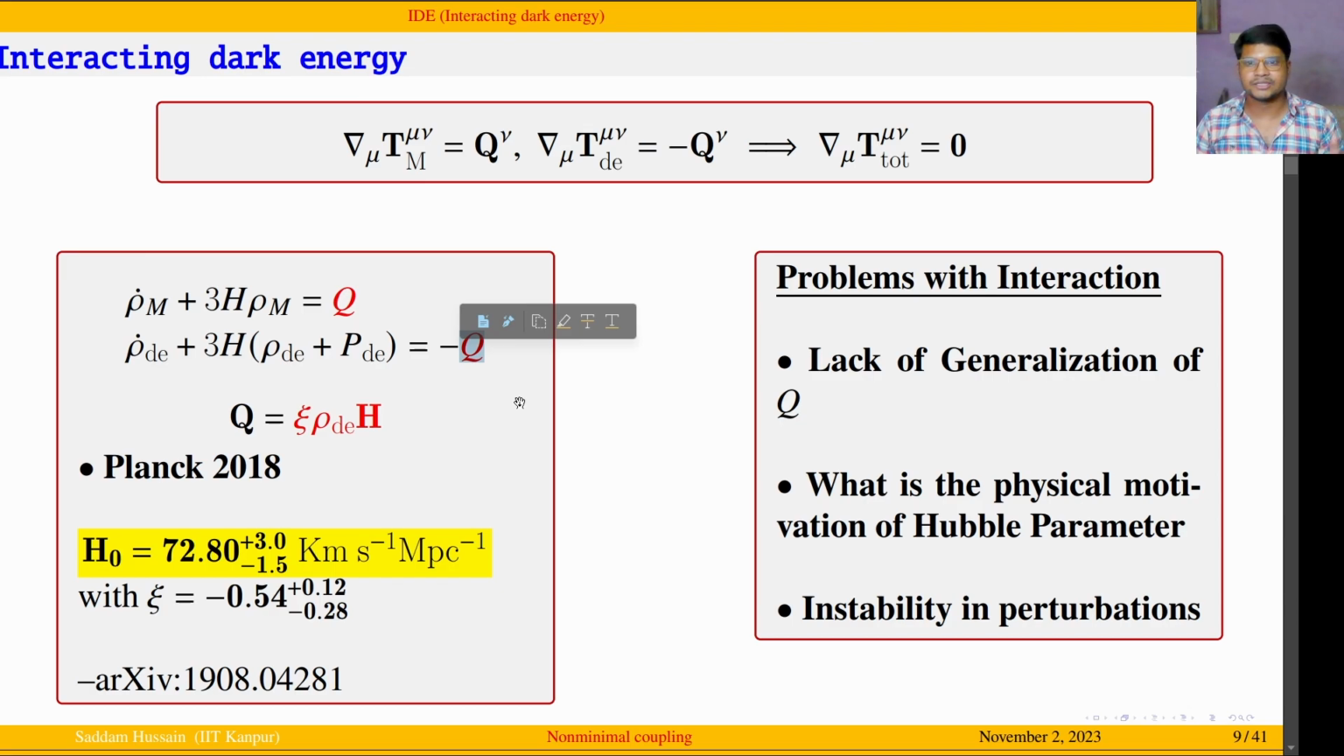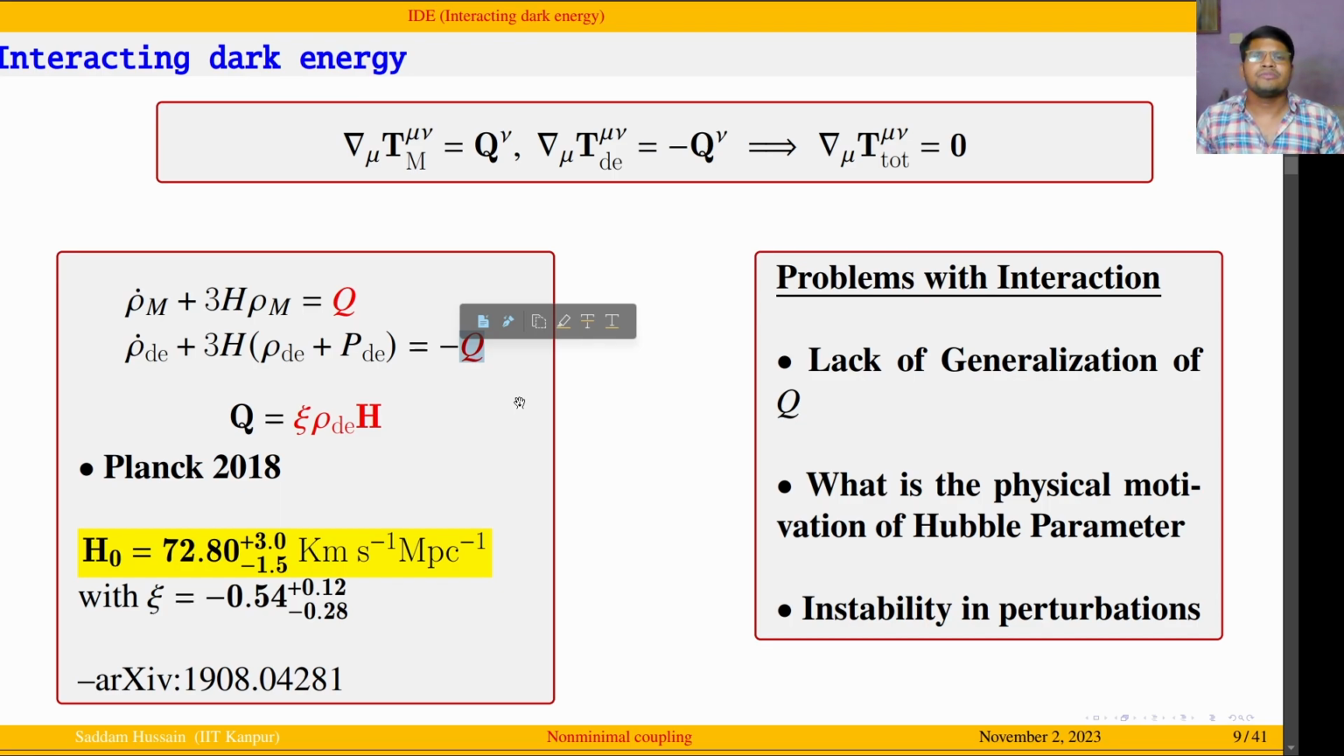So why did this happen? It says that in the early time, if dark matter and dark energy are interacting, then it forces the release of energy from dark matter to dark energy. So your Hubble expansion, because now the dark energy is getting some energy, can be raised. The radiation era can end quickly. So that's how it is alleviating the tension in some way, right?